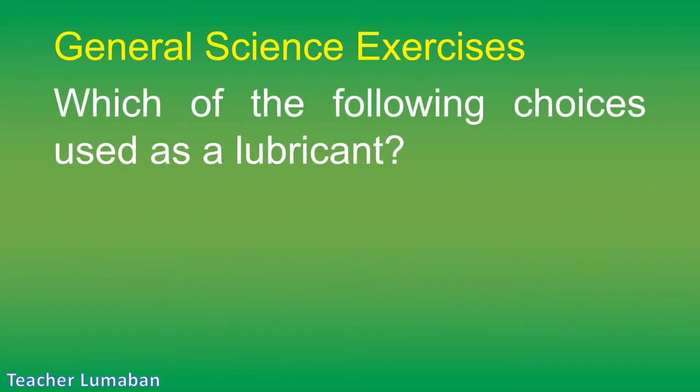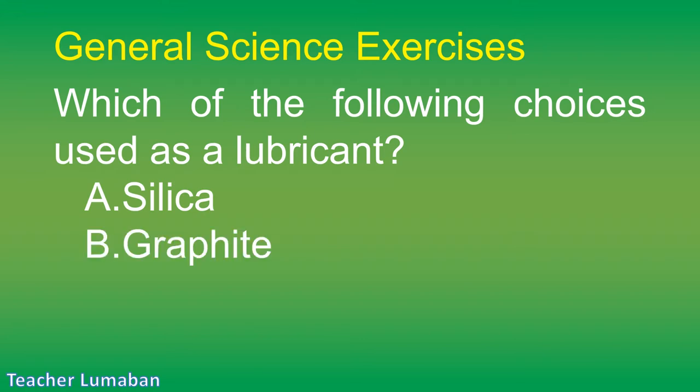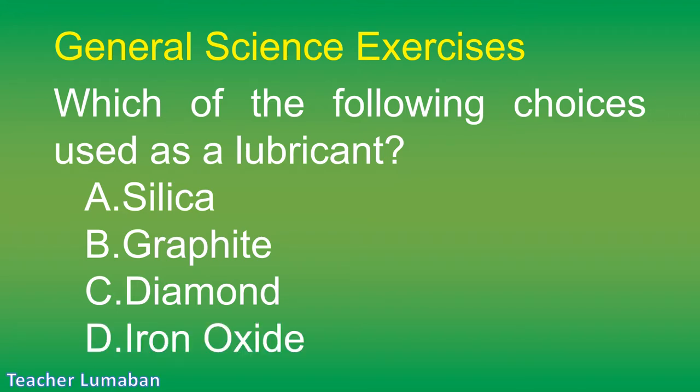Which of the following choices is used as a lubricant? Letter A. Silica. Letter B. Graphite. Letter C. Diamond. Letter D. Iron oxide. Choose the suitable answer to the following choices in 5 seconds. 5, 4, 3, 2, 1. The correct answer is letter B.